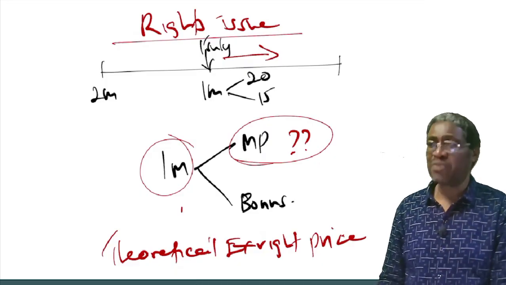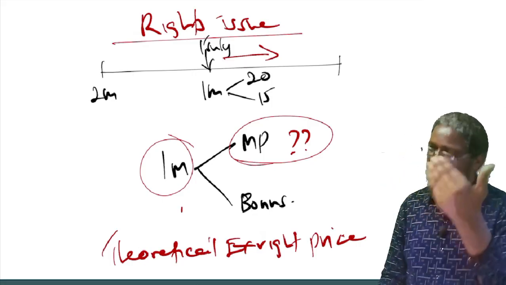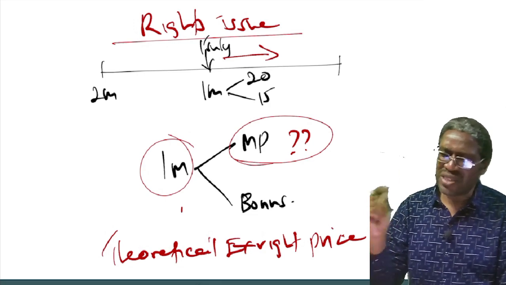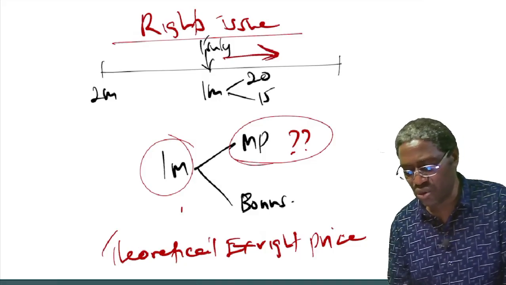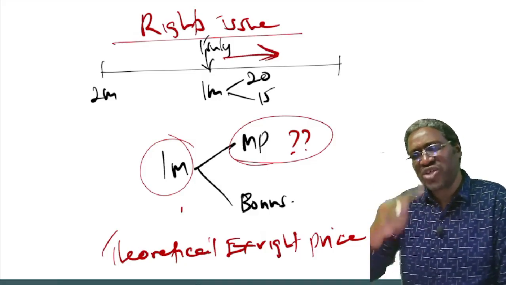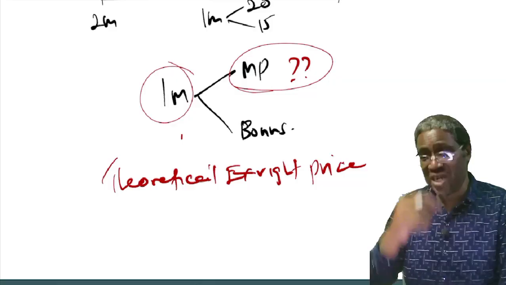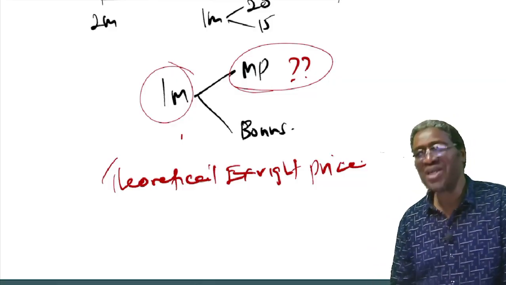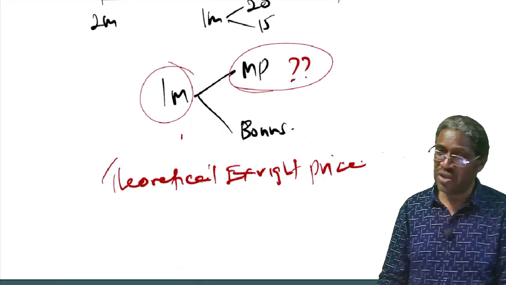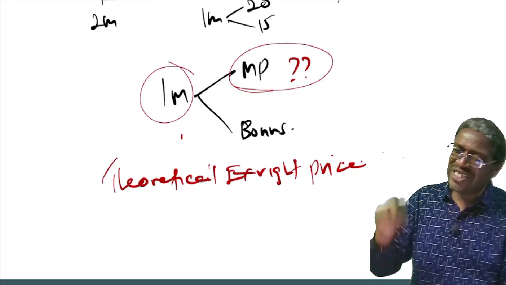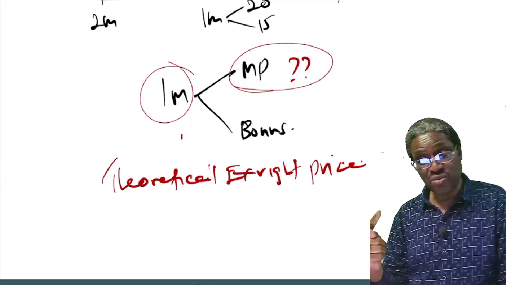Before the rights issue, the market price was 20. We are increasing the supply of the shares in the market by another 1 million shares. We expect the price to come down. What is that price that is expected to prevail after the rights issue in the stock market? Whatever price is expected to prevail after the rights issue, that price is what we call the theoretical ex-right price. So the theoretical ex-right price is the price that is expected to prevail after the rights issue.